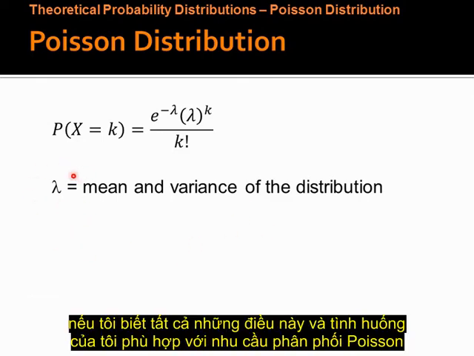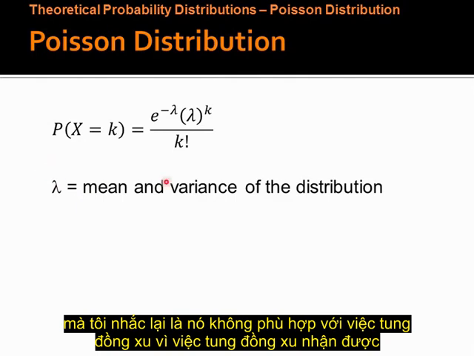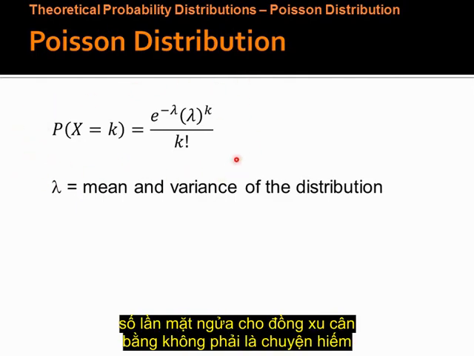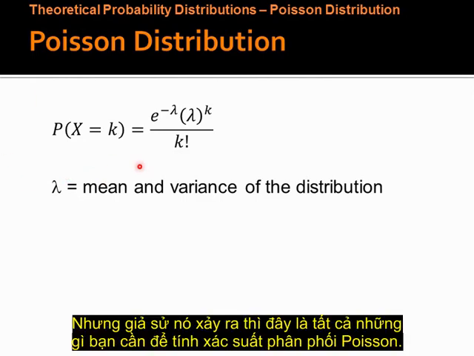Now if I know all this and my situation fits the need for a Poisson distribution, which I remind again, it does not fit for coin flipping, because getting hits for a fair coin is not a rare occurrence, but assuming it does, then this is all you need to calculate the probability for the Poisson distribution.